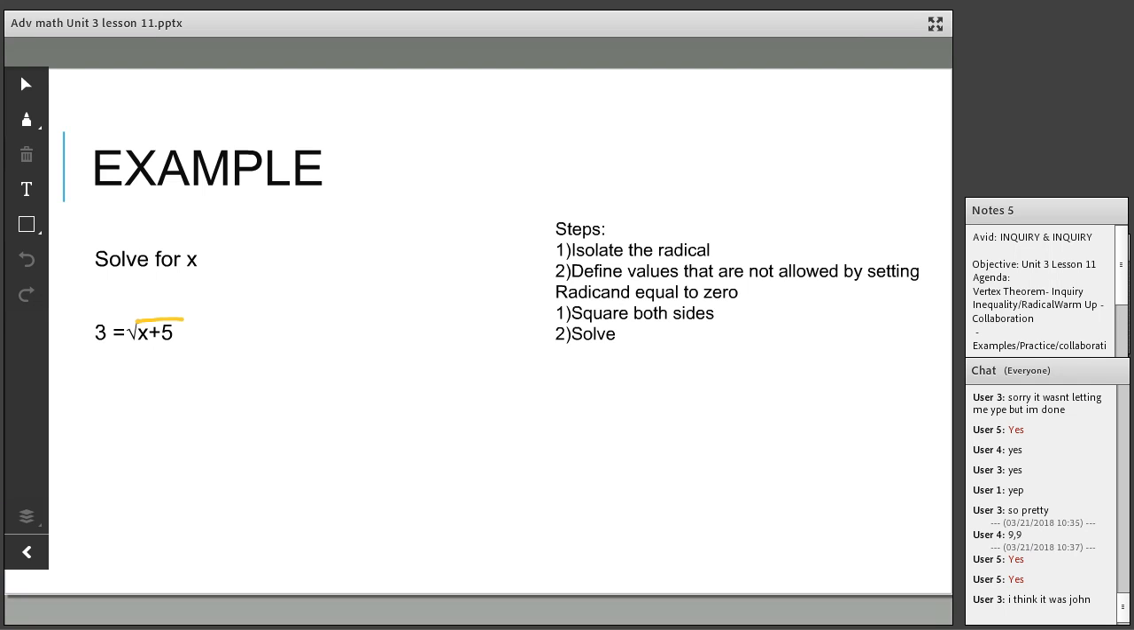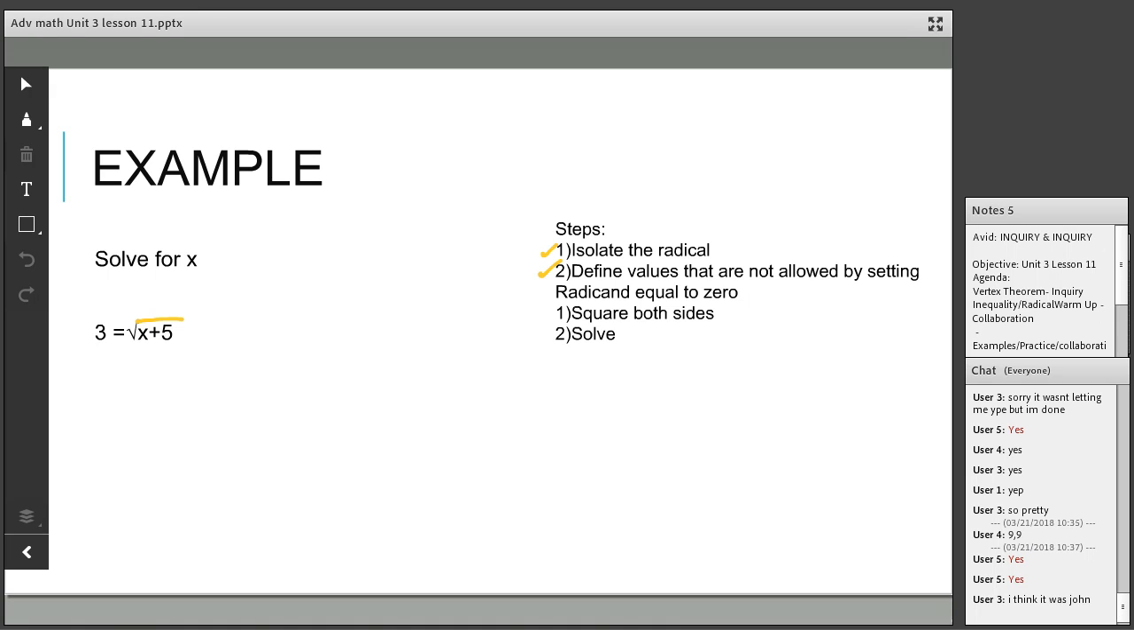We're going to do this as an example. All right, so we're using an equal sign here. We're going to just practice with this one as an equal sign and then see what we do different for an inequality. Here are our steps. First, we isolate the radical, which in this example is already done. It's all alone on one side of the equal sign.